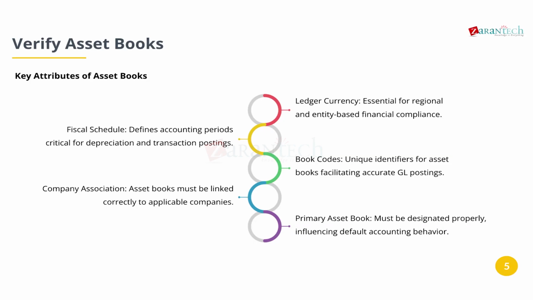Let's take one example. If it starts in July 2025, it will end in June 2026. So fiscal schedule is basically the start and end date. This is the heartbeat of every reporting, because we need to have a cutoff date up to which we need to have the reporting as well. And fiscal schedule is also super helpful to calculate the depreciation.